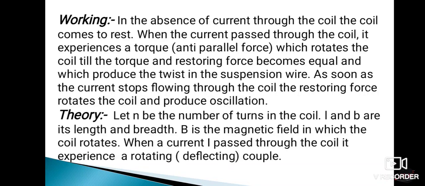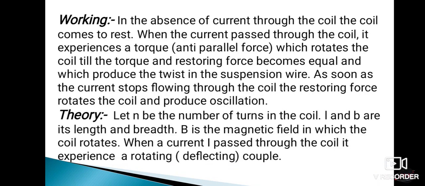Therefore, the theory behind the moving coil galvanometer: let n be the number of turns in the coil, l and b be the length and the breadth of that rectangular loop, and capital B is the magnetic field in which the coil has to rotate. When a current I is passed through the coil, of course it experiences a torque, or we can say a rotating couple or the deflecting couple.